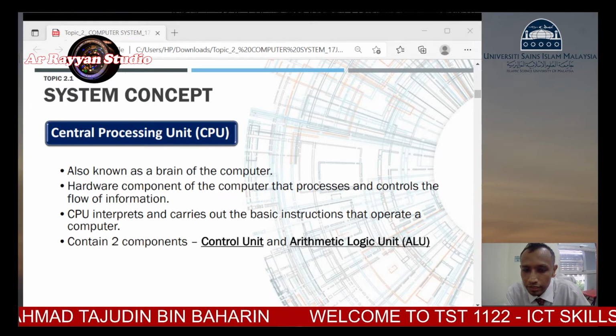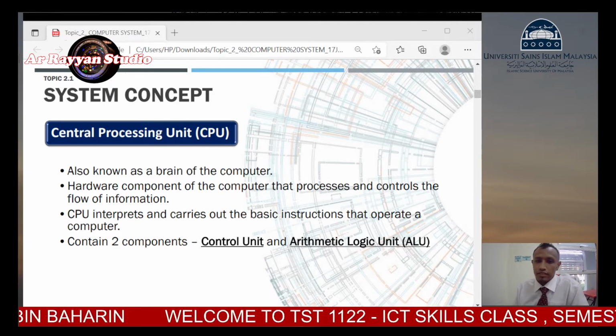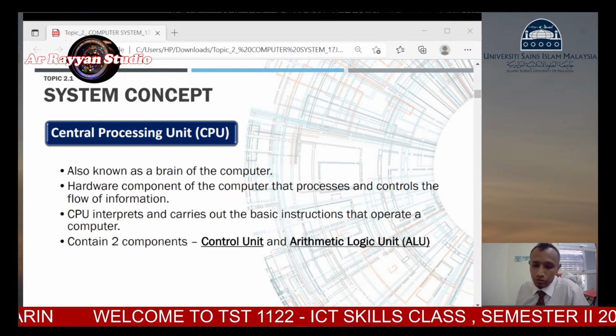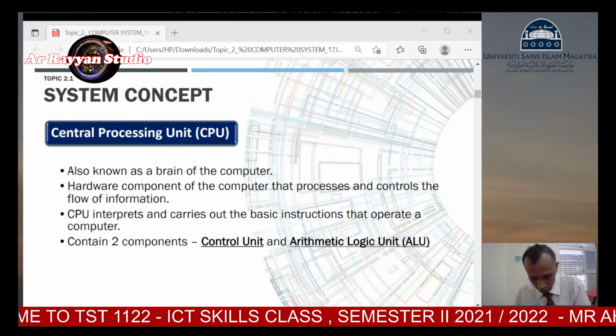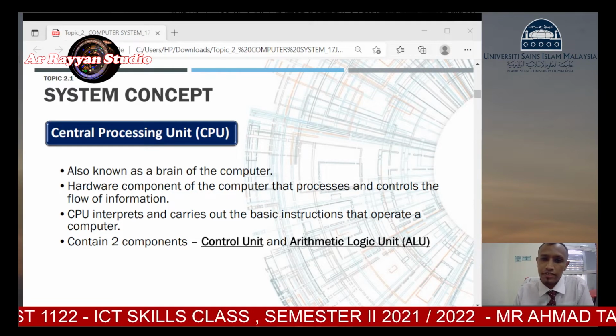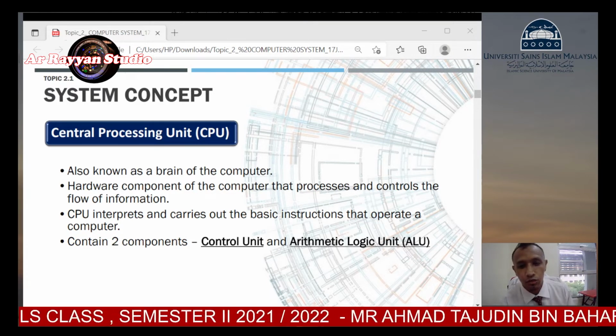So kenapa data-data dalam ALU, arithmetic logic unit, kenapa kalau data kita masukkan alphabet, dia suruh ALU ni yang proses? Why computer use ALU to process data?